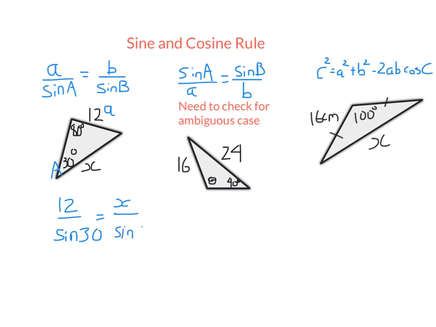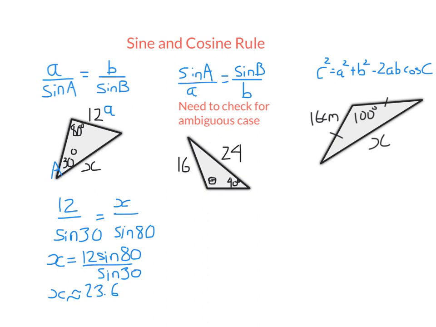Sine B uses the angle opposite that side. So now to find this value here, I've got x divided by sine 80. Sine 80 is just a number. So the way I undo dividing by sine 80 is timesing by sine 80. I'm going to put this on my calculator, making sure I'm in degrees mode because the angles were in degrees. And I get x is approximately 23.6. So this is the side length of x.